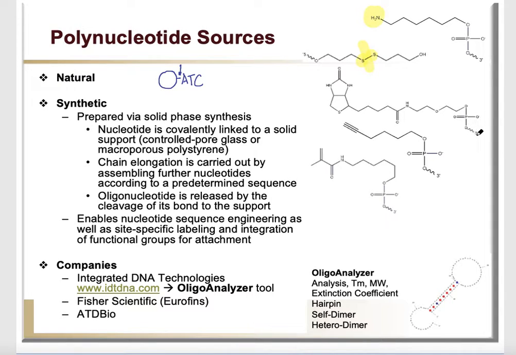Another functionalization that you can do of your nucleic acid is to attach biotin to it, or alkyne groups for click chemistry. And let me back up. Remember that biotin can be utilized to be able to bind to avidin or streptavidin. Alkynes are going to react with azide groups in click chemistry to form a triazole bond.